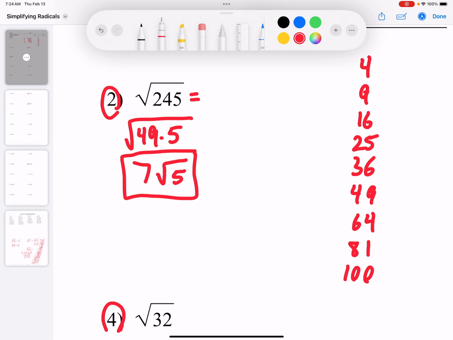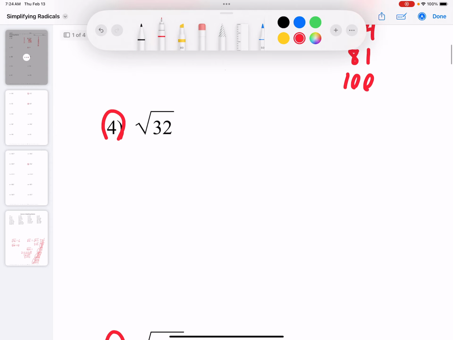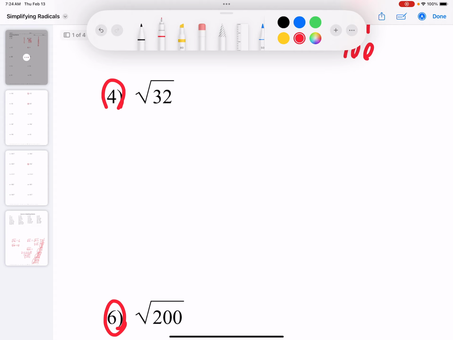It's a little bit simpler than the factor cake method if you watch that video. However, it is a little bit more trying on the brain and a little bit more guessing and checking. And with larger numbers like 245, it can be a little complicated. So number 4, 32, is a little bit easier.